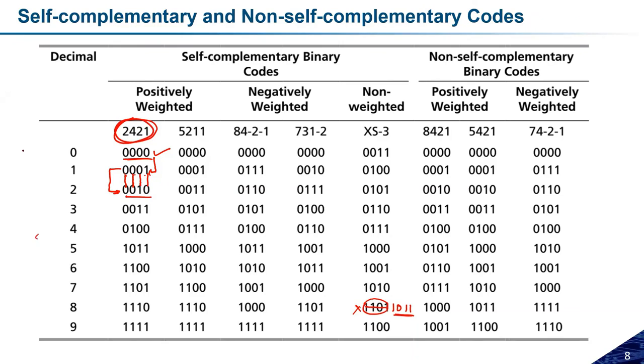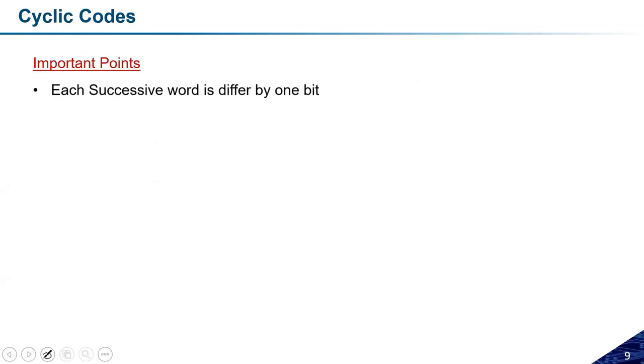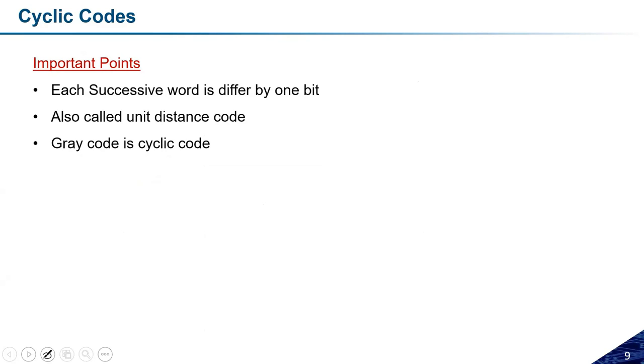Suppose I have a code something like 0000 for 0, 0001 for 1. Only one digit should change in the next code. So 0011 is one of the possibilities. This part is the same and only this digit is changing. So this we can consider as a cyclic code. I will discuss all these things in detail, and which are the examples of cyclic codes. The first condition is that each successive word differs by only one bit. Second, we can also call them unit distance codes because a single digit is changing. And the simplest example of this cyclic code is the gray code. We just saw the gray code a little bit, but in detail we will check how it looks and how it works. So the gray code is a simple example of the cyclic code.